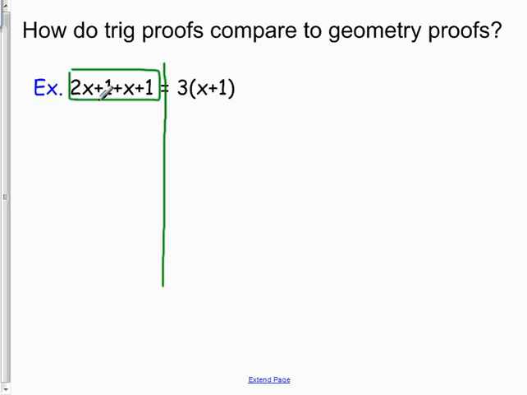So like in this example here, I would add all of this up, and there should be another plus 1 here. I mess this example up every time. But here you would take 2x plus x, which is 3x. And it should be 1 plus 1 plus 1, so that would be plus 3. And then you would factor out a 3. And that's it. So that's kind of what you're doing here in a trig proof.